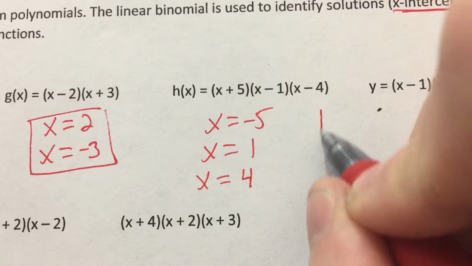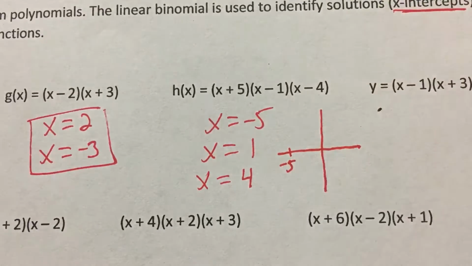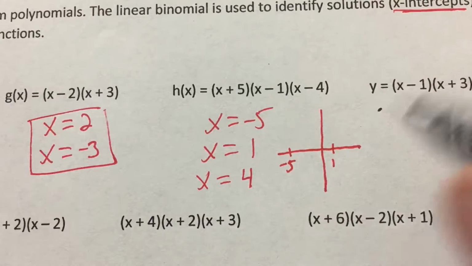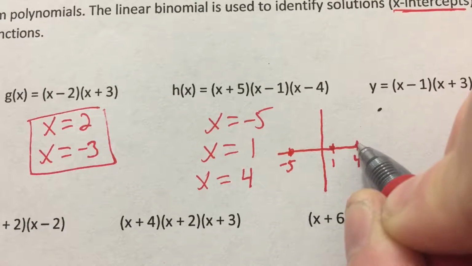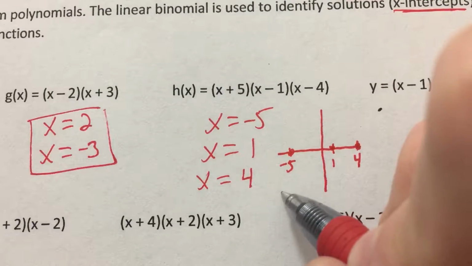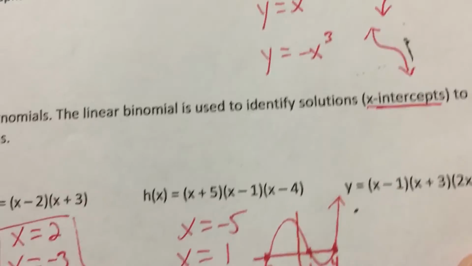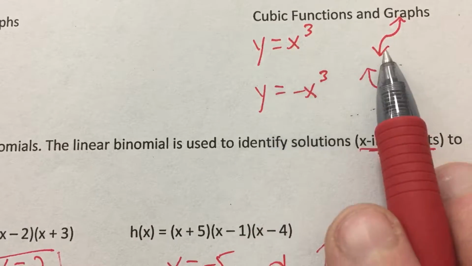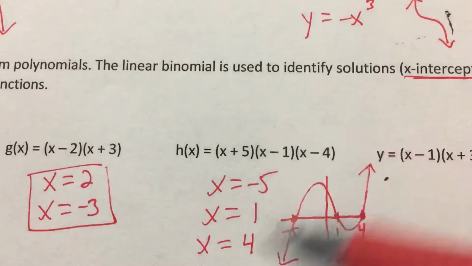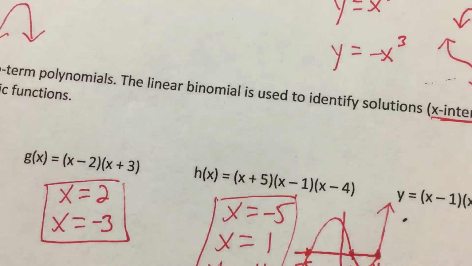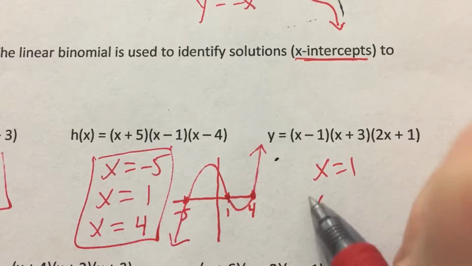So if you visualize that, what that really means is if you were looking at a graph, there would be an x-intercept out here at negative 5, an x-intercept at positive 1, and an x-intercept at positive 4. Like so. So it's probably doing something like this. It's giving it that shape that we know comes along with cubic graphs, what I like to call the snake shape, right? One end down, one end up. The solutions for the last one here would be positive 1, negative 3.